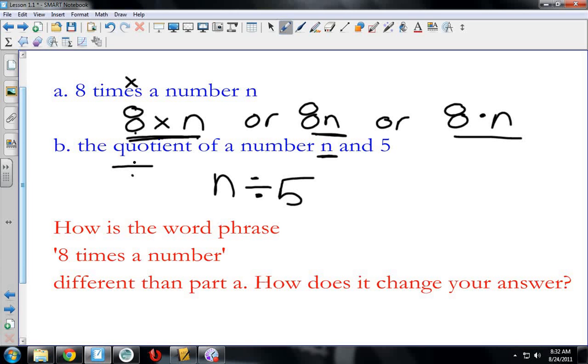Or n over 5, right? That's also divide, because fractions are just divisions. So either one of those would be just fine.